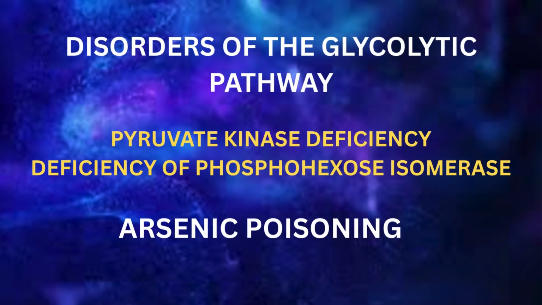Arsenic competes with inorganic phosphate as a substrate for glyceraldehyde 3-phosphate dehydrogenase, forming a complex that spontaneously hydrolyzes to form 3-phosphoglycerate. By bypassing the synthesis and dephosphorylation of 1,3-BPG, the cell is deprived of energy usually obtained from the glycolytic pathway.